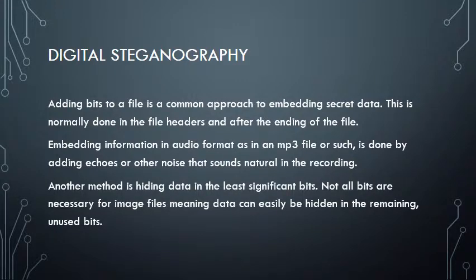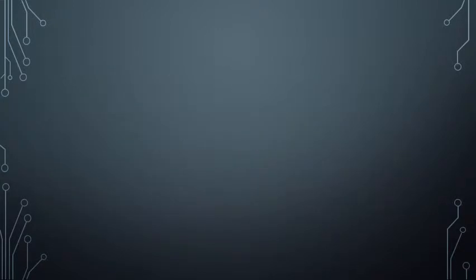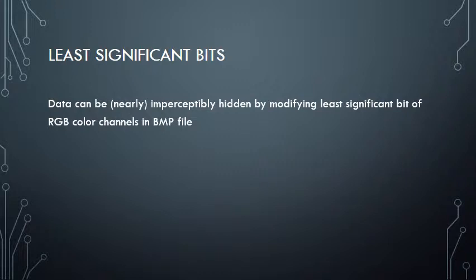Another method is hiding data in the least significant bits. Because not all bits are necessary for image files, or audio files for that matter, data can easily be hidden in the remaining unused bits. Closer look at the LSB technique. Data can be nearly imperceptibly hidden by modifying the least significant bit of the RGB color channels in a BMP or even a PNG file.